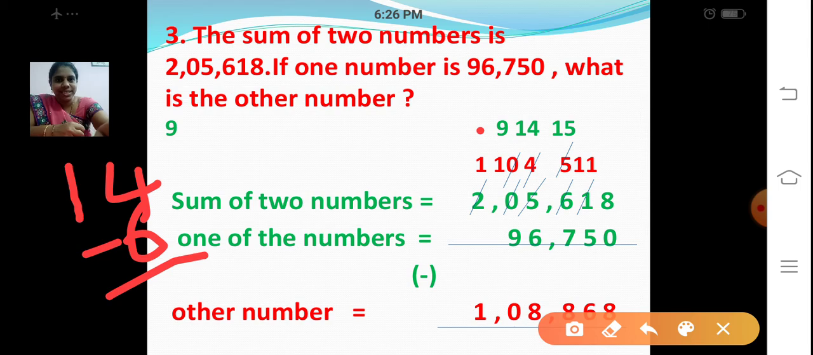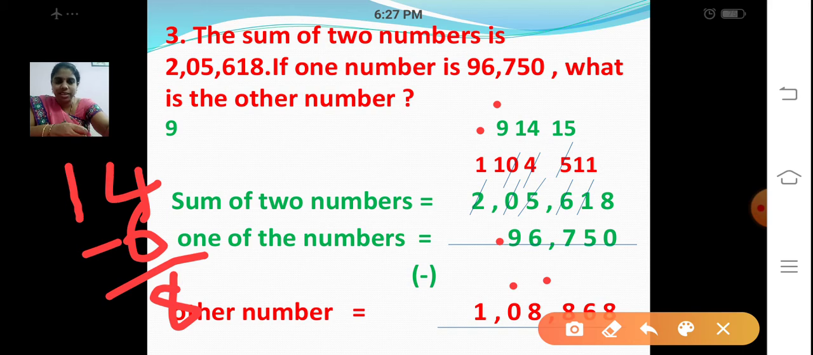So 14 minus 6 is 8. Write it down, 8,000. Now let's move on to the 10,000 place. What number am I having in the 10,000 place? 9. 9 minus 9. When you subtract a number from itself, the answer is 0. So write 0.